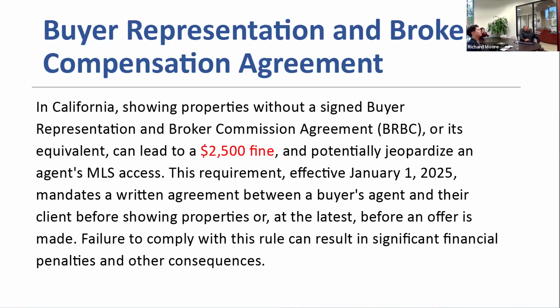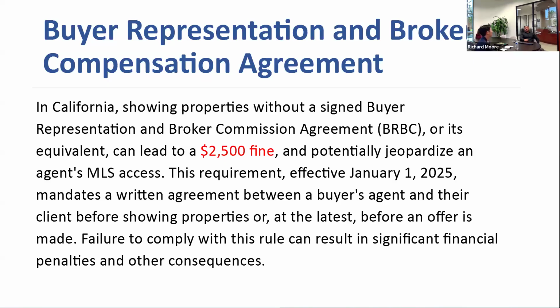So in California, showing properties without a signed buyer representation and broker compensation agreement, or the BRBC, or its equivalent, can lead to a $2,500 fine and potentially jeopardize an agent's MLS access. This requirement, effective January 1st, 2025, mandates a written agreement between a buyer's agent and their client before showing properties, or at the latest, before an offer is made. Failure to comply with this rule can result in significant financial penalties and other consequences.